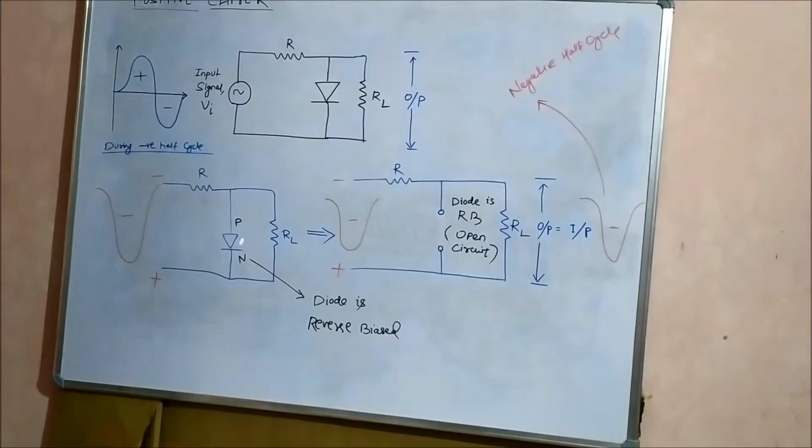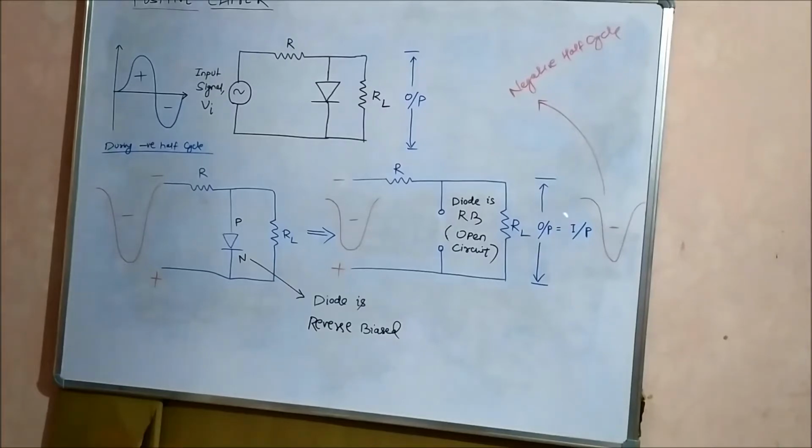So as the diode is reverse biased, it will behave as an open circuit. So these two terminals will get opened up. It will behave as an open circuit because of the reverse biased diode. So whatever input voltage is given at the input terminal, the same input voltage will appear at the output across the load resistance. So the output will be exactly the same as the input. Now the input is the negative half cycle.